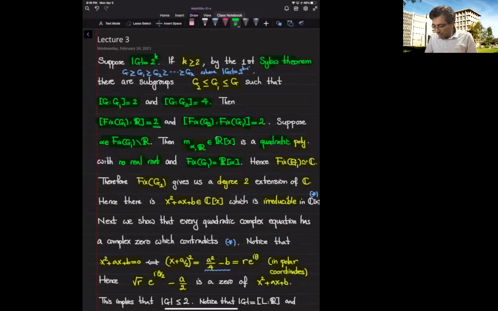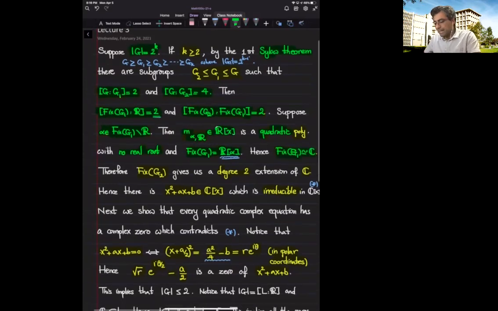That means this R[alpha] is indeed isomorphic to the complex numbers, because I can use this complex root and add it to the real numbers and get an isomorphic field. So the fixed points of G1 is indeed isomorphic to the field of complex numbers. And because the fixed field of G2 is a degree 2 extension of the fixed field of G1, what does that mean? That means I can find a degree 2 extension of the complex numbers.